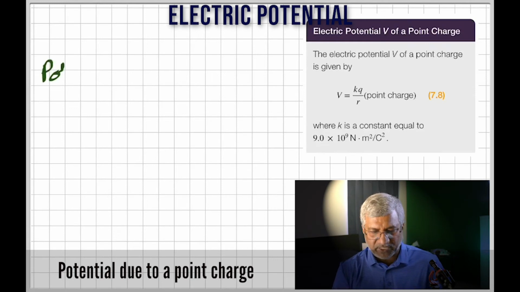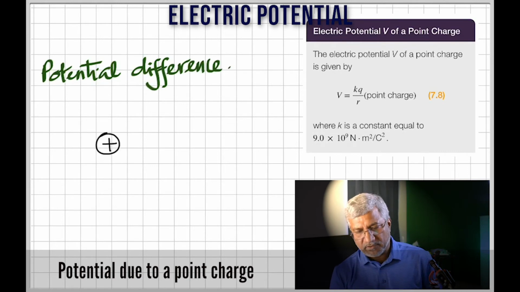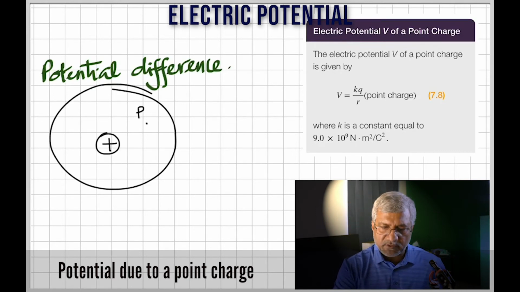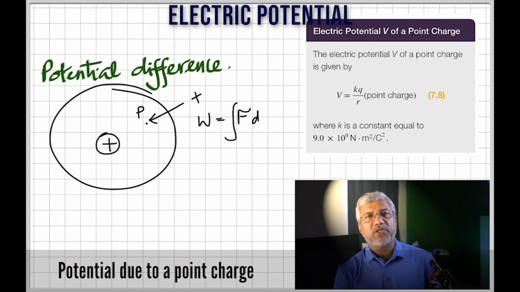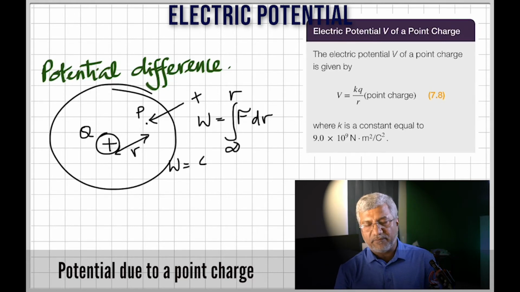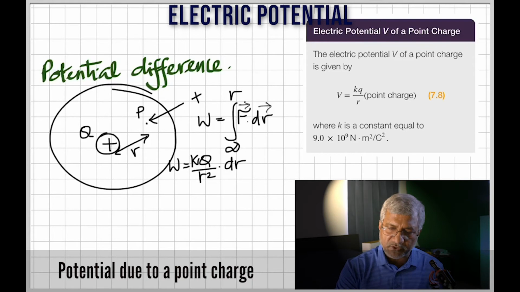So let me write that here. So here it is, the potential due to a point charge. That's the point charge plus Q. We're trying to find the potential at this point called P. And so you're bringing a +1 coulomb, and the work done is the line integral of F dot dr. In this case, F is E, so you can write it as E dot dr. Remember, the limits of integration are from infinity to r.